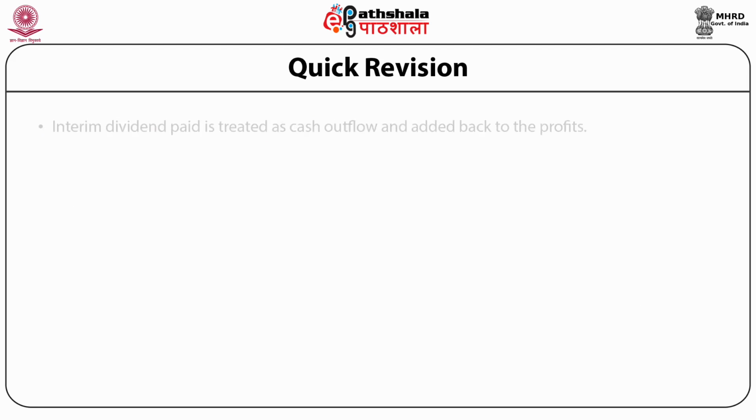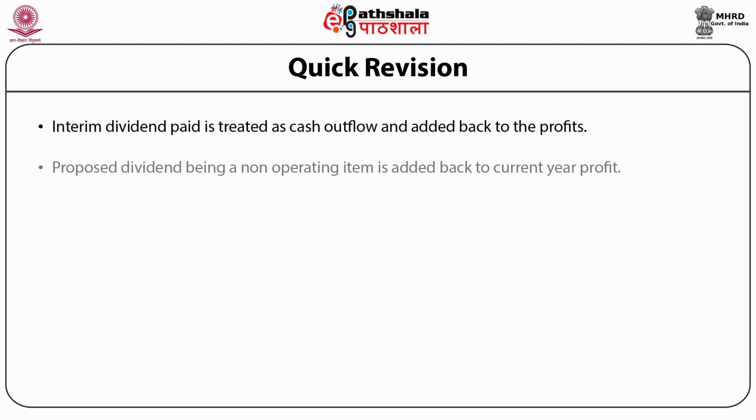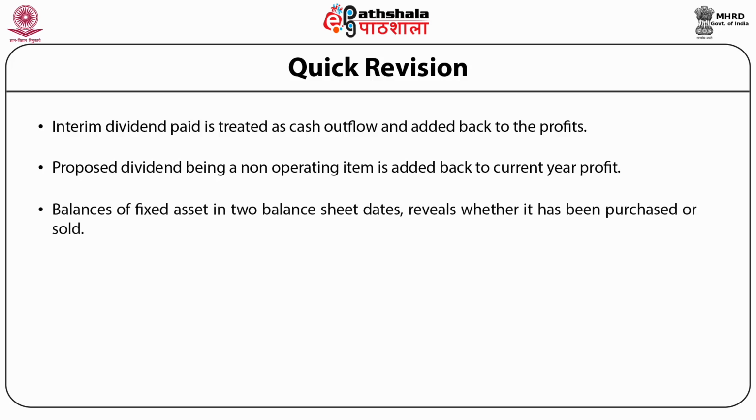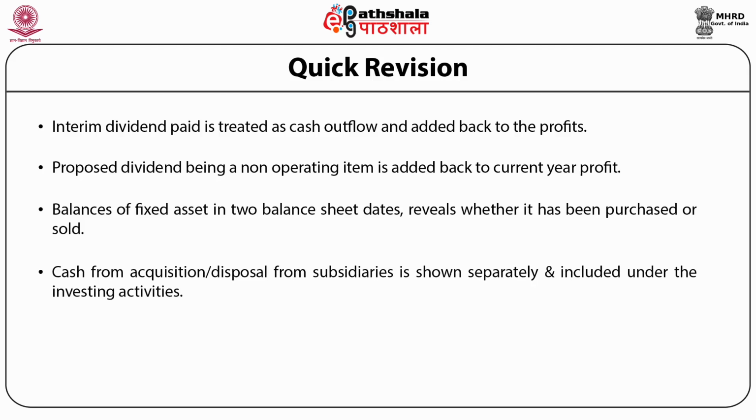Quick revision. Interim dividend is treated as cash outflow and added back to the profits. Proposed dividend, being a non-operating item, is added back to the current year profit. Balances of fixed assets on two balance sheet dates reveal whether it has been purchased or sold. Cash from acquisition or disposal of subsidiaries is shown separately and included under the investing activities.